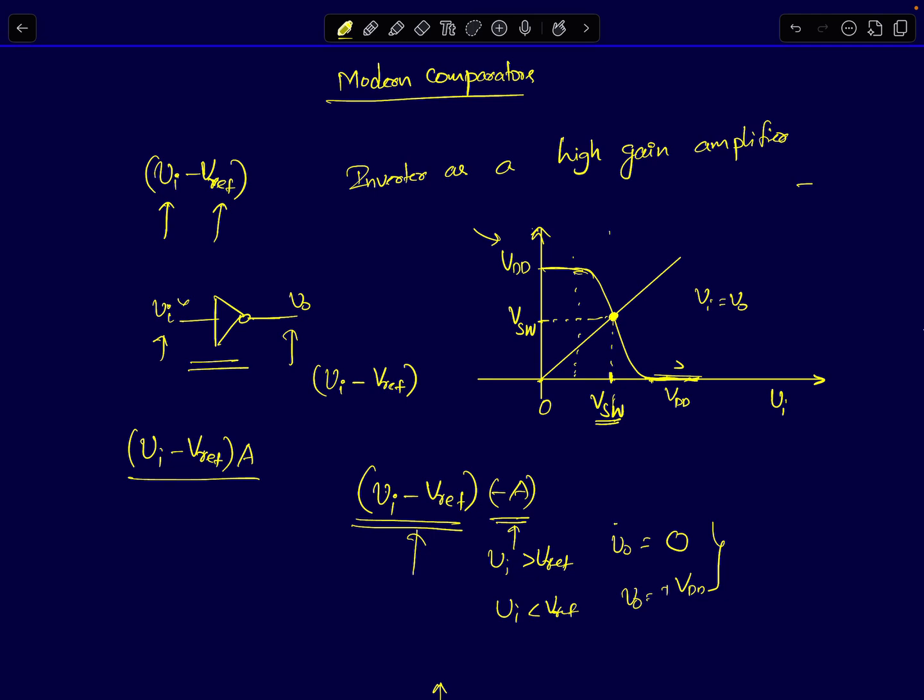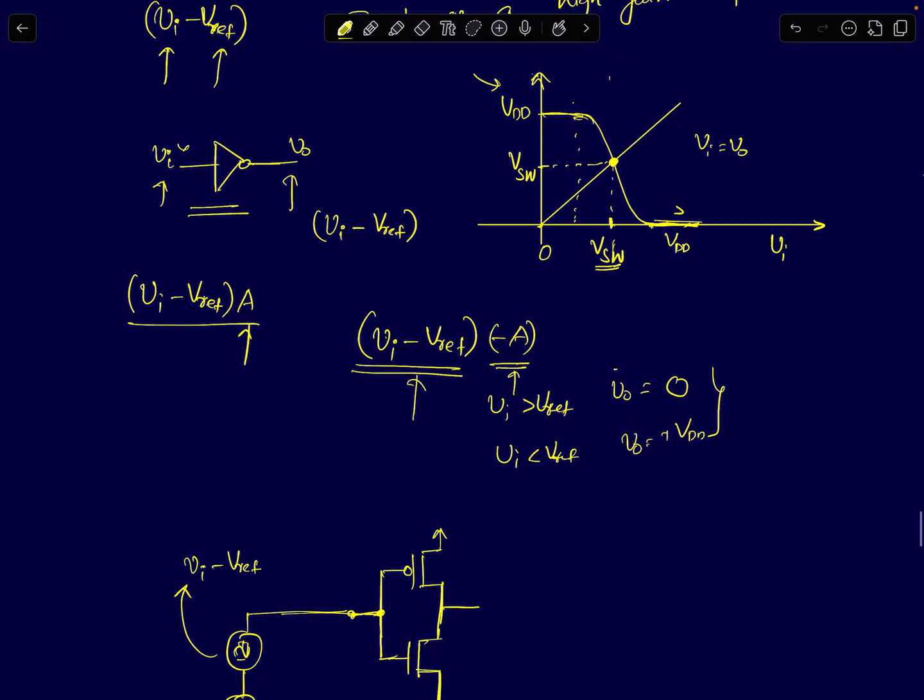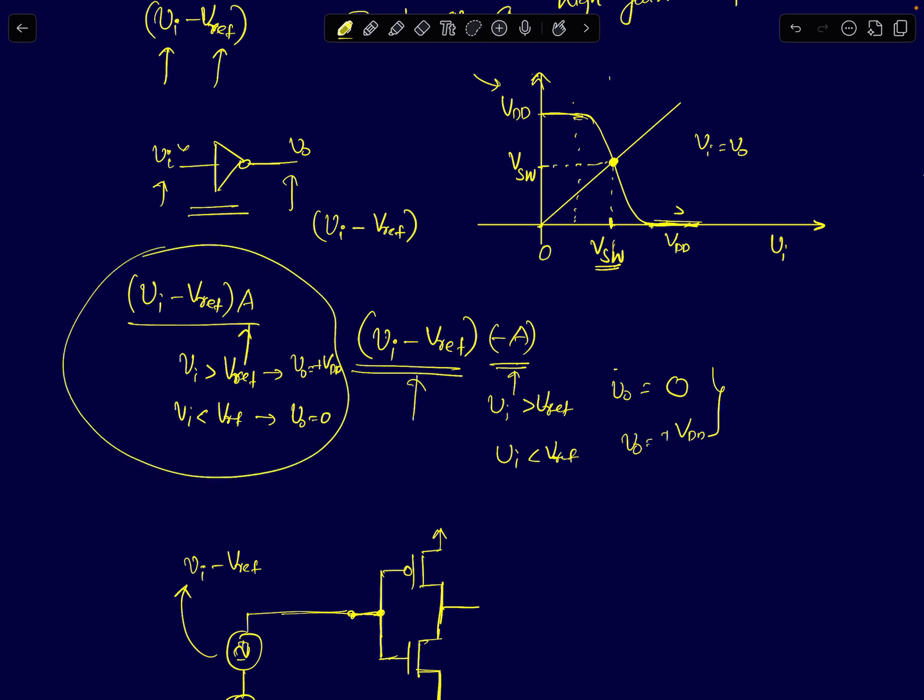If this amplification factor is so high that if your Vi is even slightly greater than Vref, your output will go to plus VDD. And if your Vi is slightly less than Vref, your output will go to minus VDD. If you assume a unipolar circuit, which is a CMOS inverter normally operates between 0 and VDD, your output will go to 0. This is what we call a non-inverting comparator.